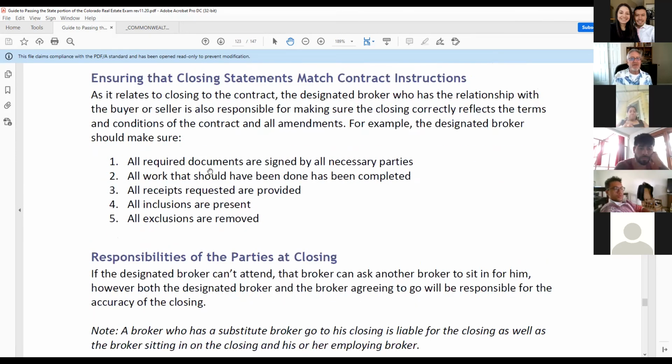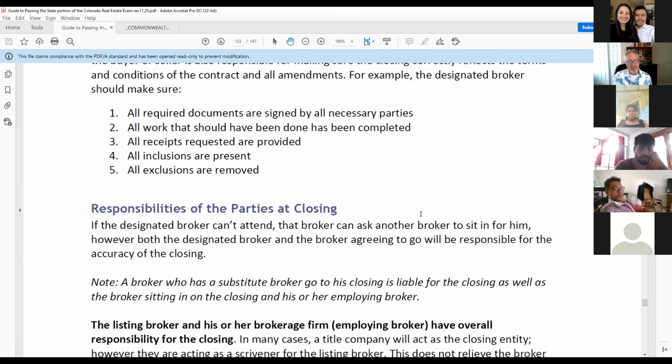We got to make sure everything's been signed by the parties at closing. We got to make sure all the work that should have been done or committed to be done is finished. Any receipts provided to the parties. All the inclusions are there and the exclusions have been removed. That's our job.